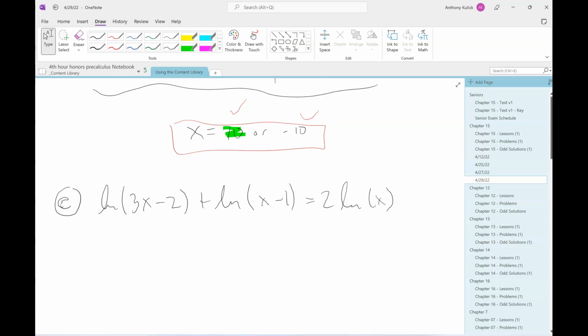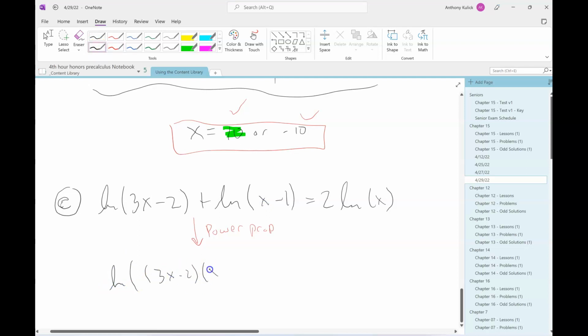What should I do first? We should get everything to one side. No, I wouldn't do that. Can we divide by 2? Oh wait, I would not divide by 2. Let's add because they all have the same bases, so we can add the 3x minus 2 plus the x plus 1 minus 1. You can do the power property. Yeah, but that's not adding, that's multiplying.